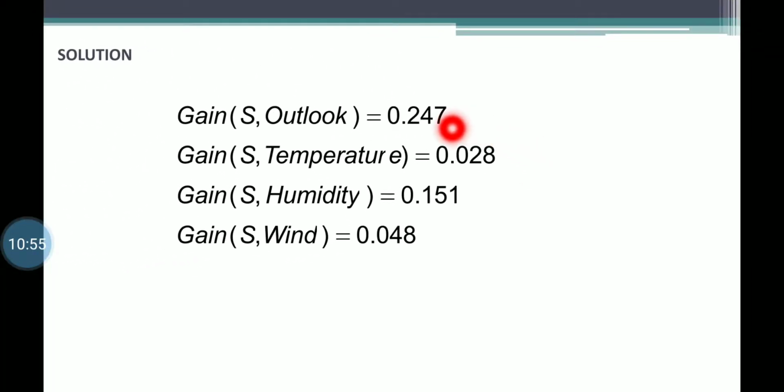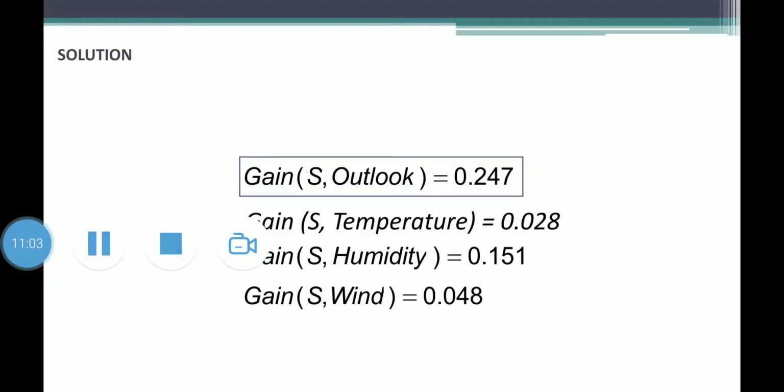This is the information gain for Outlook, then this is for temperature, this is for humidity, and this is for wind. So here the highest value is of Outlook. So Outlook will be selected as the root node. So now attribute Outlook is a root node.